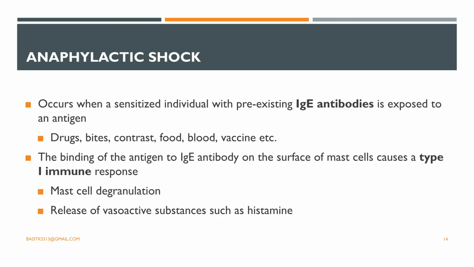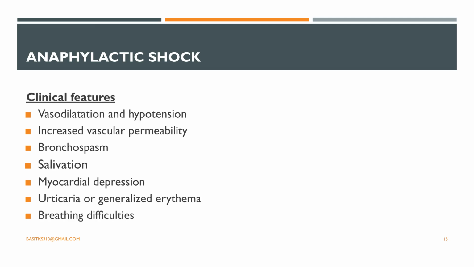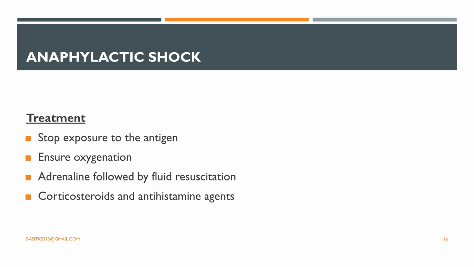This triggers a type 1 immune response, mast cell degranulation, and the release of vasoactive substances like histamine. Clinical features include vasodilation, hypotension, increased vascular permeability, bronchospasm, myocardial depression, urticaria, and breathing difficulties. Treatment for anaphylactic shock involves stopping antigen exposure, ensuring oxygenation, administering adrenaline followed by fluid resuscitation, corticosteroids, and antihistamine agents.